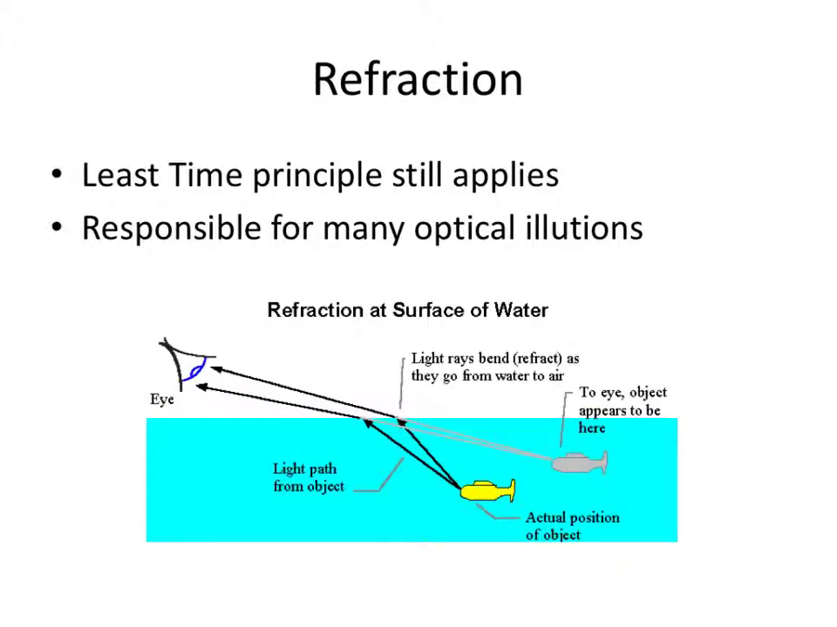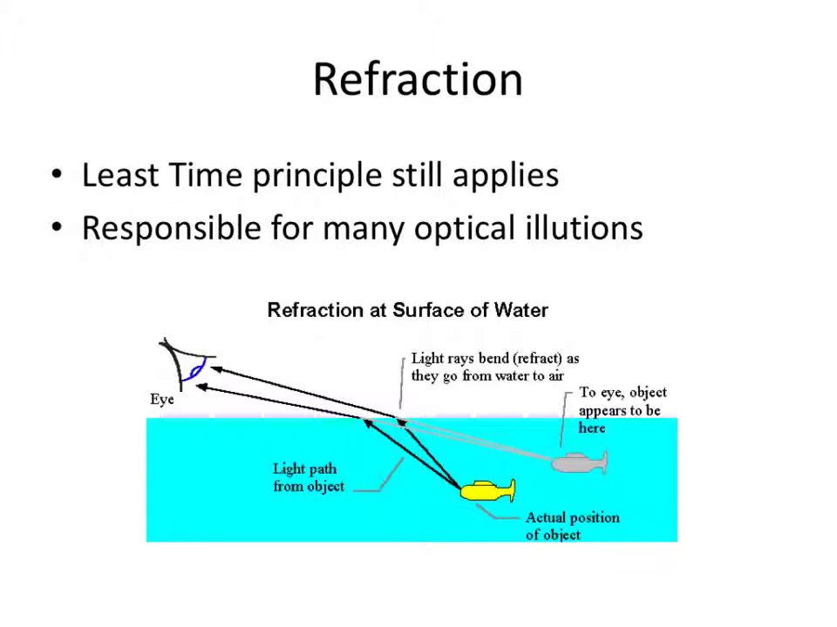Refraction is another common property of light, and refraction is the bending of light when light travels into a medium of different speed. Now, light travels in air just about the same speed as it does in a vacuum, 3 times 10 to the 8th, a little slower, but not much. But it travels a lot slower in water, for example.